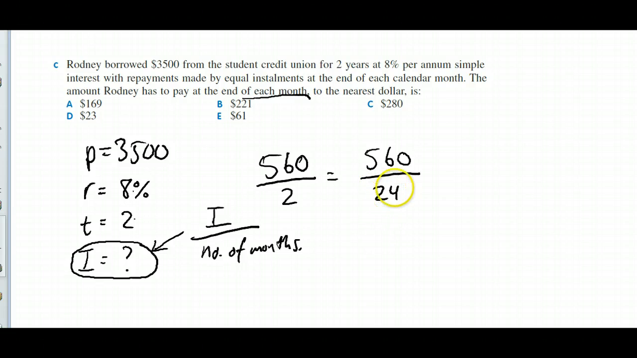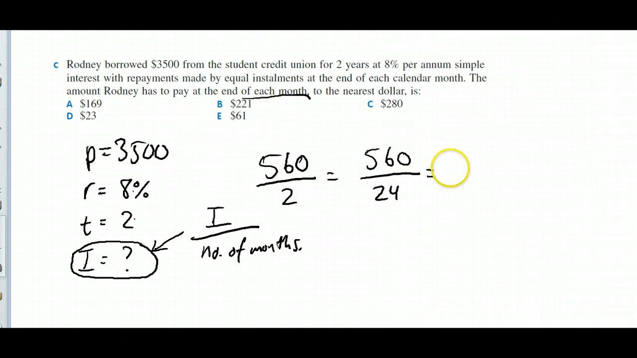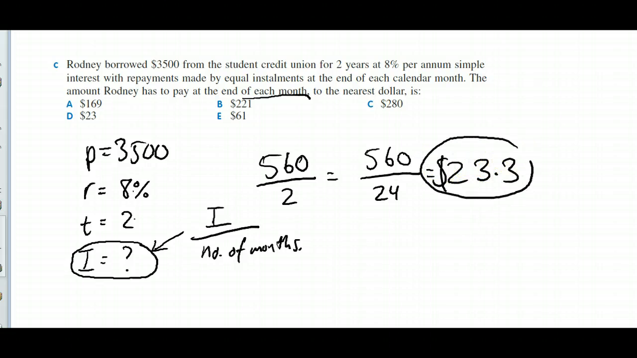There's 24 months in 2 years. So when we put that into the calculator, 560 divided by 24, we get $23.3. So each month he's got to pay back $23.3, as well as this $3,500 amount divided by 24.